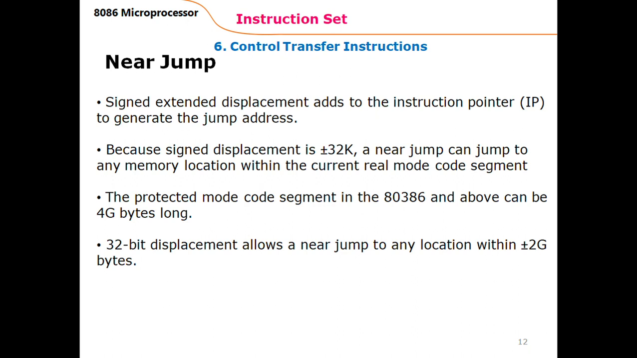The protected mode code segment in the 80386 and above can be 4 gigabytes long, as I just said. A 32-bit displacement then allows a near jump to any location within plus or minus 2G bytes. So this plus or minus 2G bytes range is sufficient to cover the entire 4 gigabyte segment in protected mode.